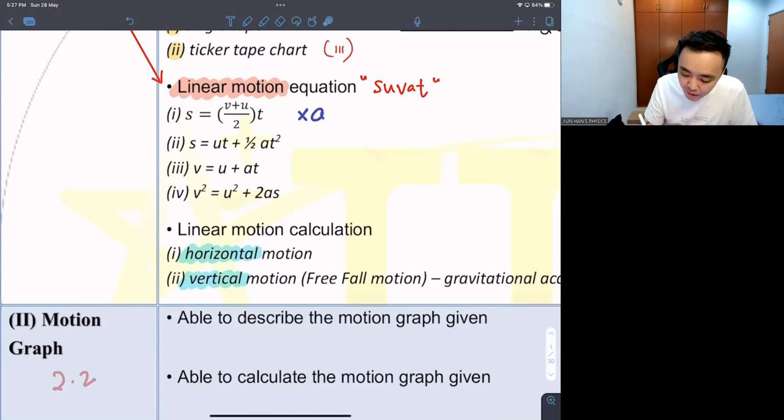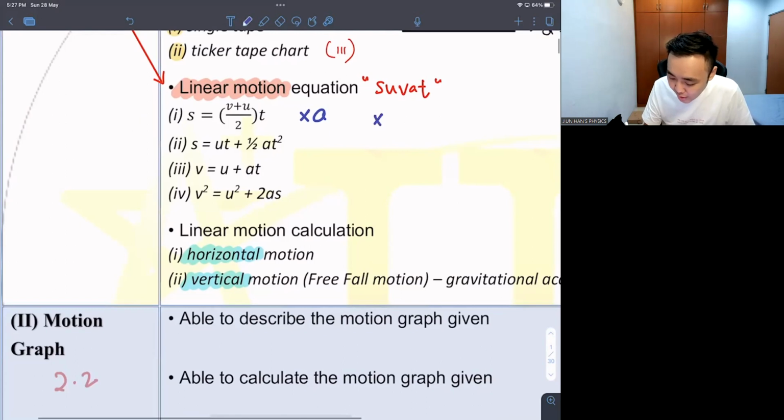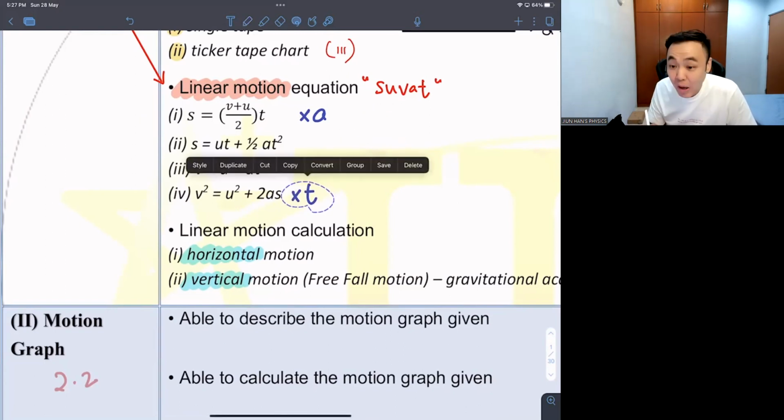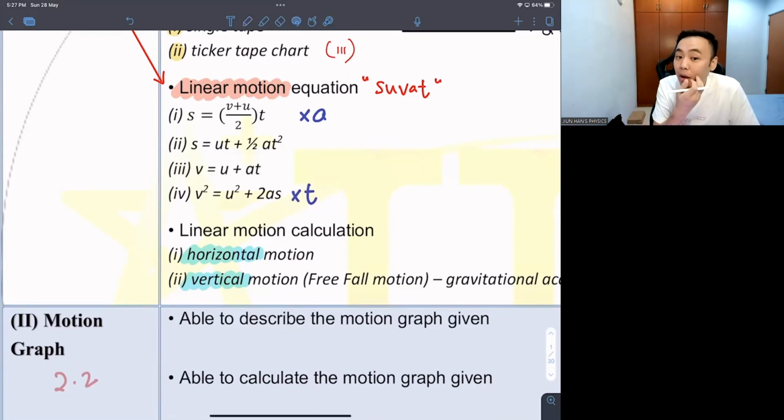Now, let's say I have a question that never gives me time, and wants me to calculate S also. What formula am I supposed to use? Which one, 1, 2, 3, 4, has no time? Exactly. If you look at them, you notice the fourth one does not have time inside. So use that one. Understand what I mean? That's the trick of using them.